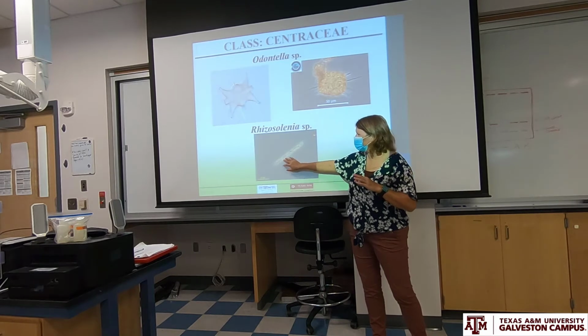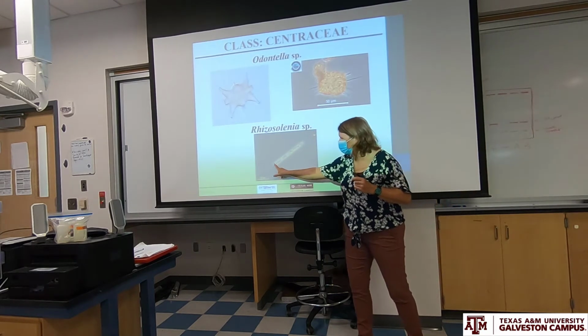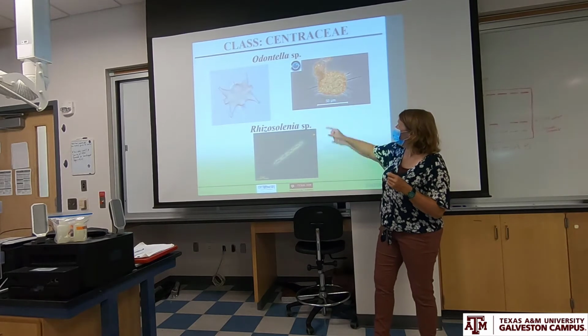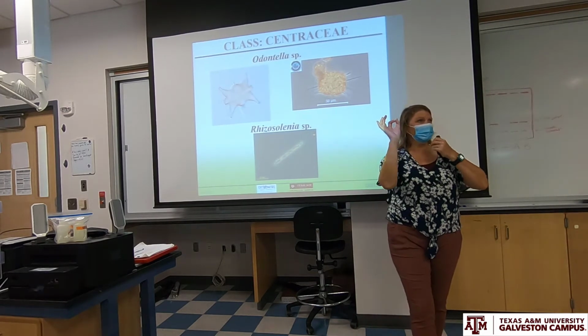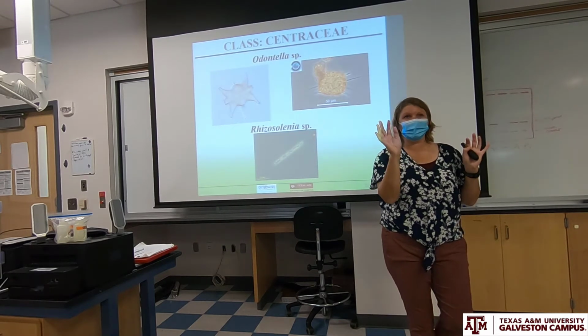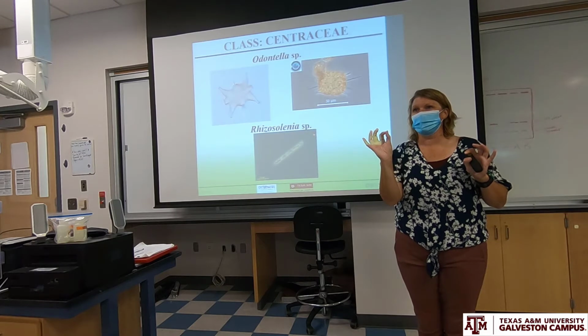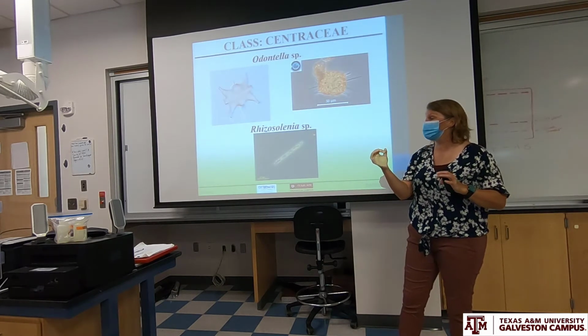Rhizosolenia, you may see some of those as well, very long and slender, and it also has these little spines that protrude from the ends. All of these little brownish yellow dots that you see, those are all individual chloroplasts. So you can have multiple chloroplasts per cell, and you have photosynthesis taking place within each of those chloroplasts.